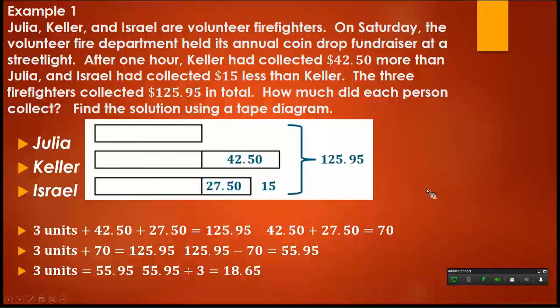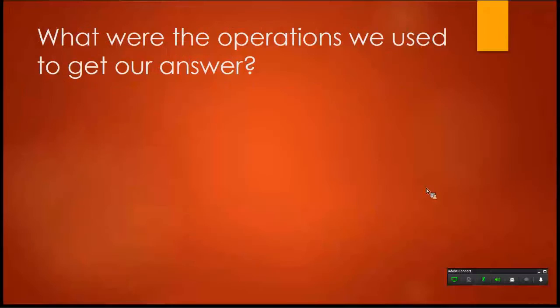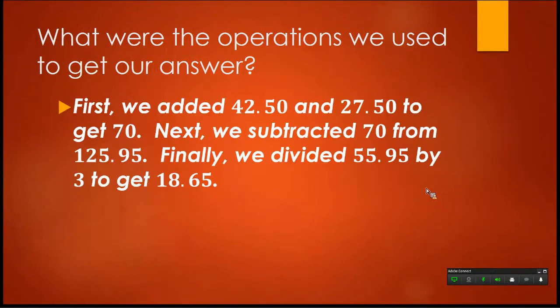So how much did each person collect? They each collected $18.65. What were the operations we used to get our answer? Well, first we added $42.50 and $27.50 to get $70. Next, we subtracted 70 from $125.95. And finally, we divided $55.95 by 3 to get $18.65. Those are the 3 operations we used. We added, we subtracted, and then we divided.